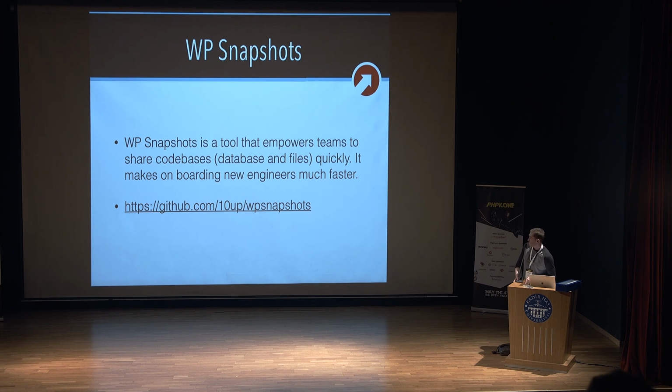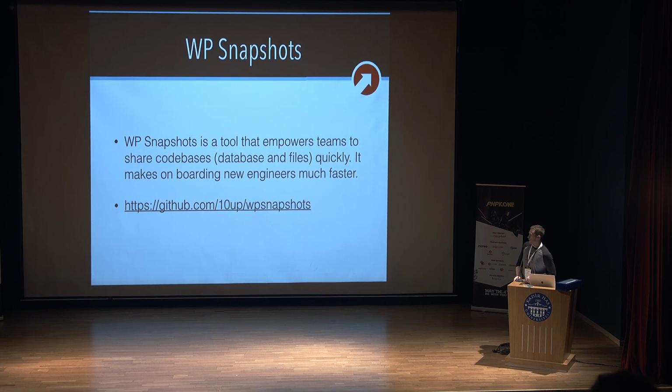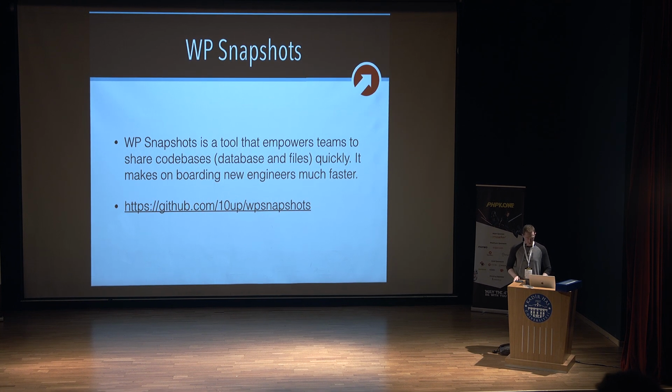A tool that we use that I find is very useful is WP Snapshots. I have a link to this in our GitHub below, but this is a tool that sets up teams to easily share code bases. Anyone who's worked on a team knows that getting everybody on the same local development environment with the same test data can be super difficult. This tool solves that for you automatically and makes sure that everybody locally is using the exact same database, the exact same file system, and it's just a couple command line commands to do that. So this is super, super useful.